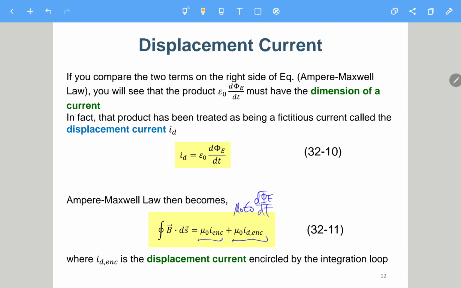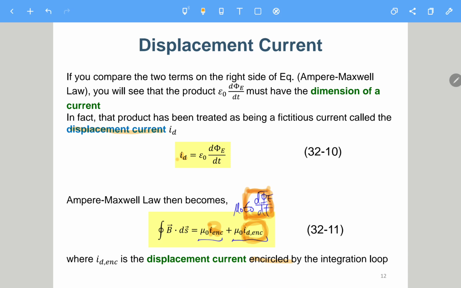So these two terms should have the same dimension, the same SI unit. Which means that this thing should be something like a current. Physicists just call it the displacement current. You can regard it as the current going through a capacitor. They define the displacement current I_d to be epsilon naught d phi E dt. Then finally, they can write this line integral equals mu naught I enclosed plus mu naught I_d enclosed, where I_d enclosed is the displacement current encircled by the integration loop.